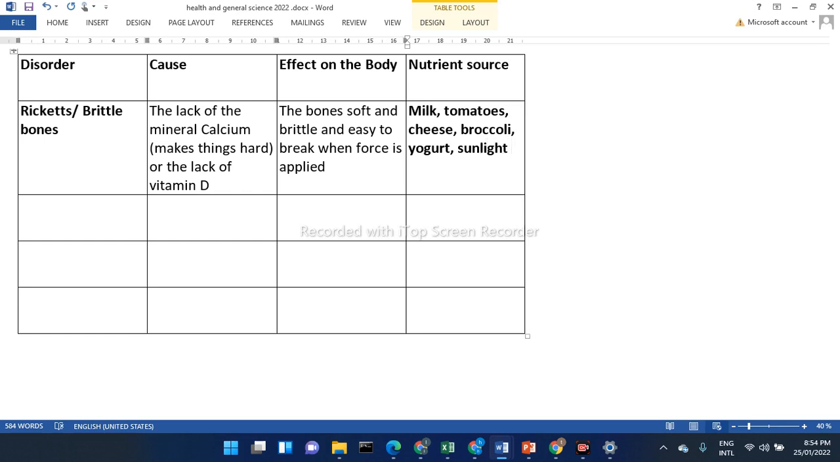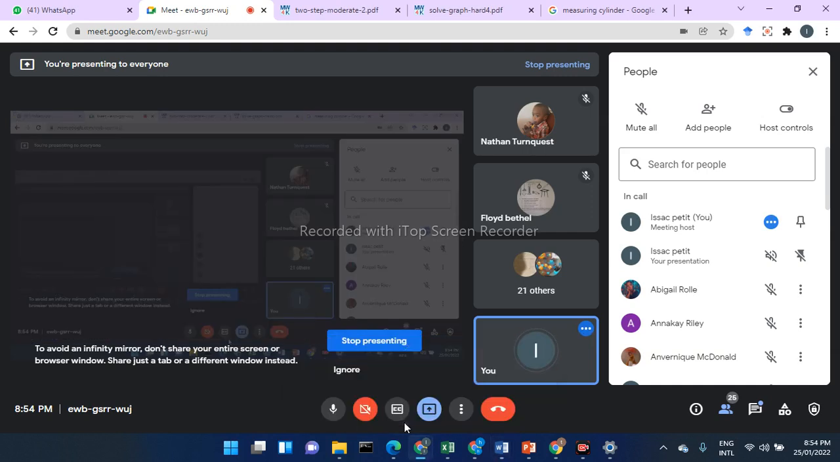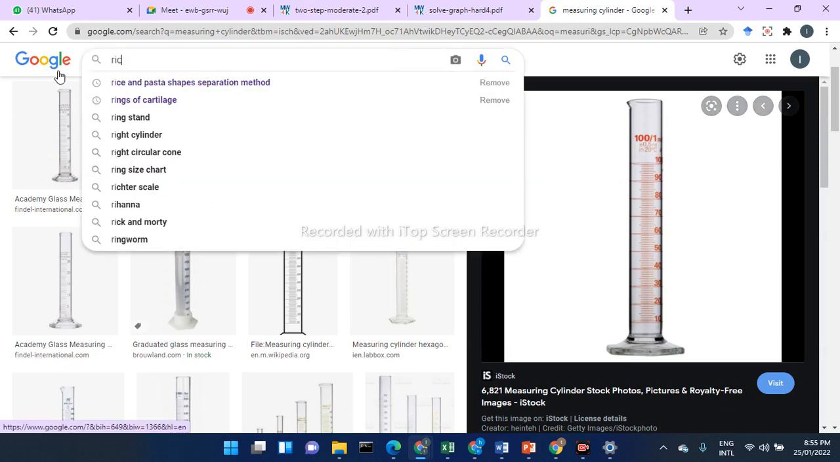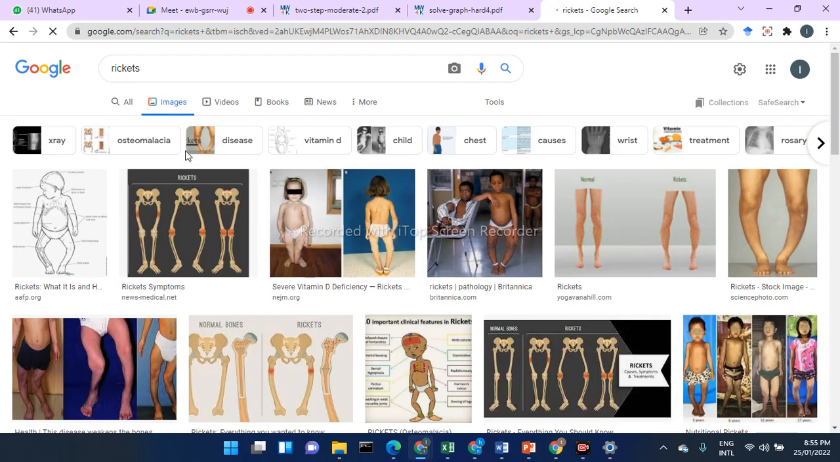All right. And sunlight. Sunlight is of course for vitamin D. Okay, so that's rickets. Let me just show you some pictures of it. Prepare for a nightmare. If you can't take it, close your eyes. If you can't take it, then don't look at it. But these are Rickets, okay?